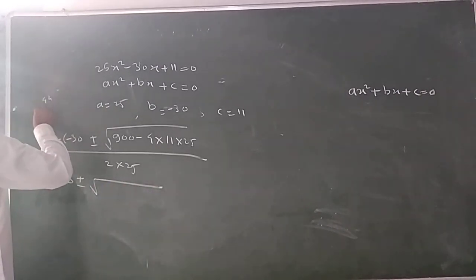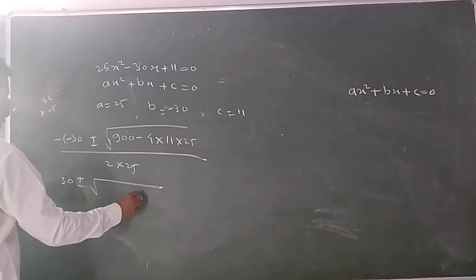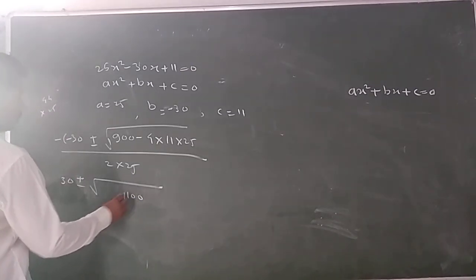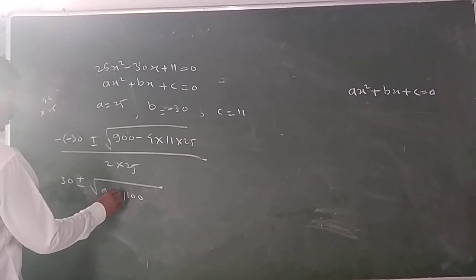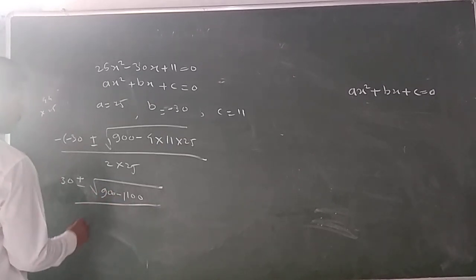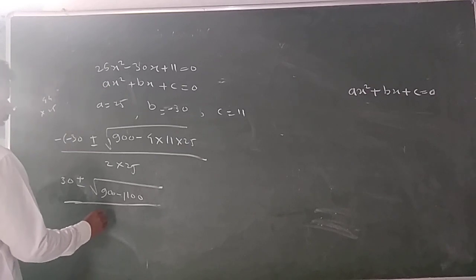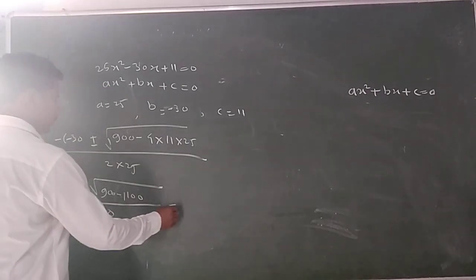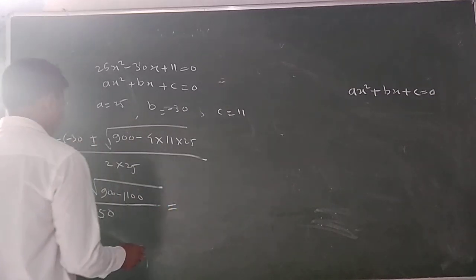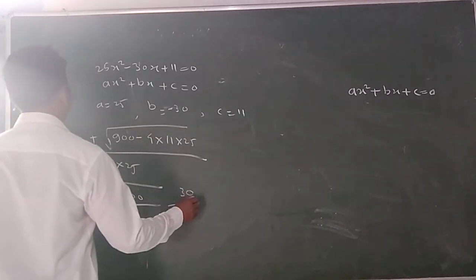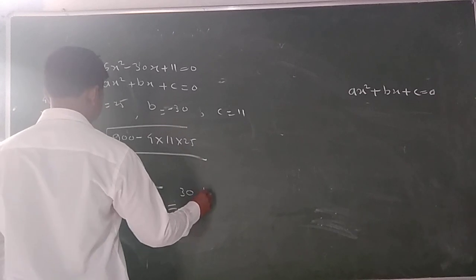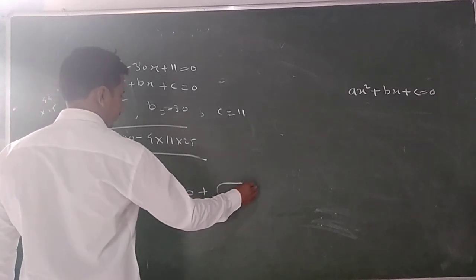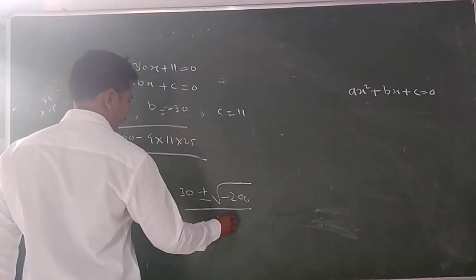4 multiplied by 11, 25 4s are 100, 1100 minus 900. Okay. What is the minus sign? Divide by 50. Okay. So what is the result? It is equal to 30 plus minus under root minus 200 divided by 50.